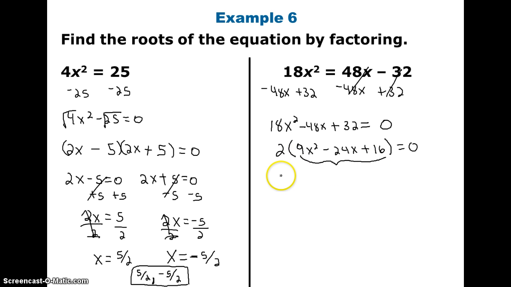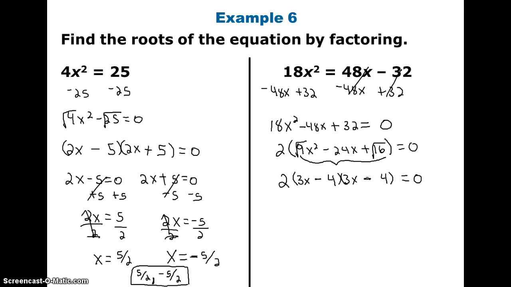You have to bring down the 2 though, just bring down the 2 here. I'm going to have my 2 parentheses for my 2 binomials equal to 0. The square root of 9 is 3x and 3x. The square root of 16 is 4. And when you have a perfect square trinomial, you always want to use the sign in the middle. So we have minus and minus.